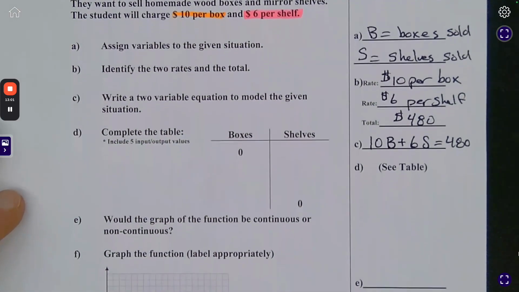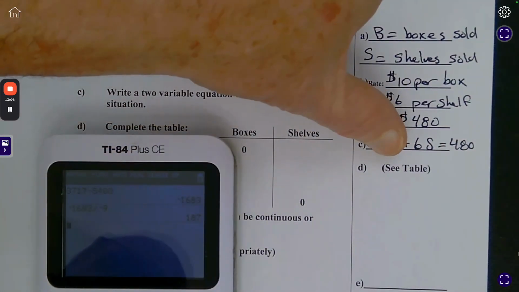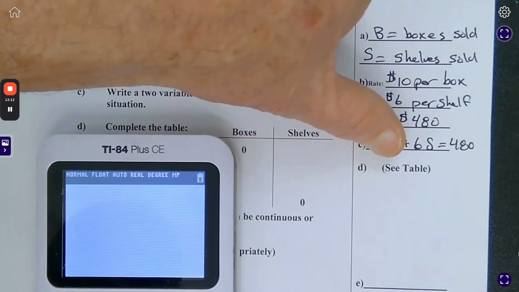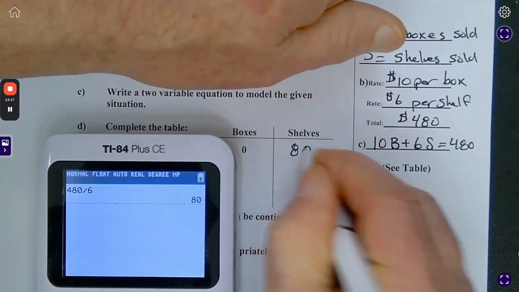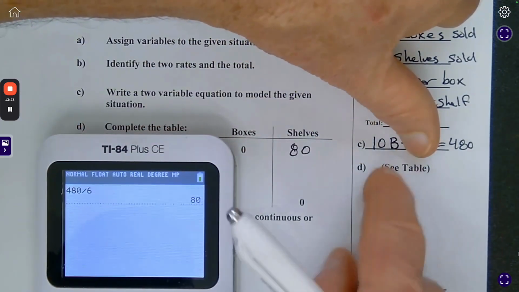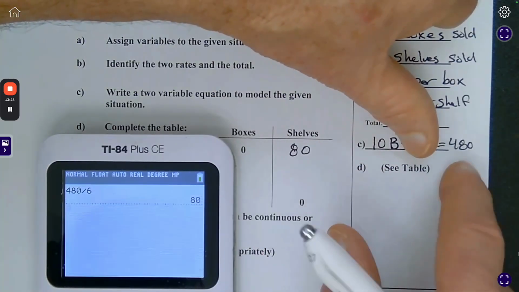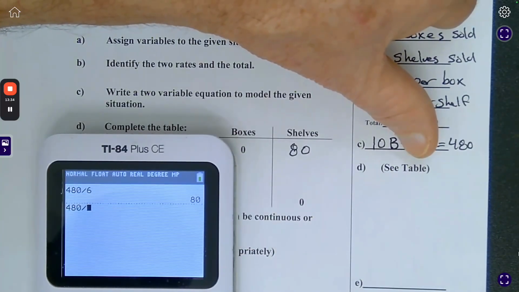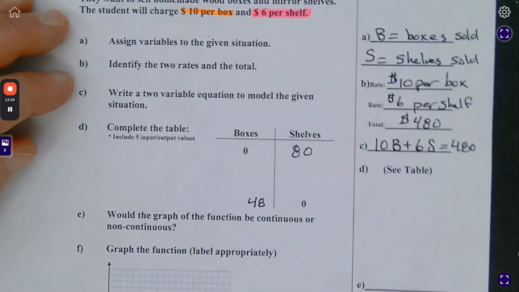Let's make a table of values. What if I sold 0 boxes? Well, if I sold 0 boxes, that means I sold 480 divided by 6 shelves. So 480 divided by 6 would be 80 shelves. Now, if I sold 0 shelves, that would be 480 divided by 10, and that would tell me the number of boxes because it's $10 per box. So the total divided by the amount per box will give me the total boxes sold. That's 48.